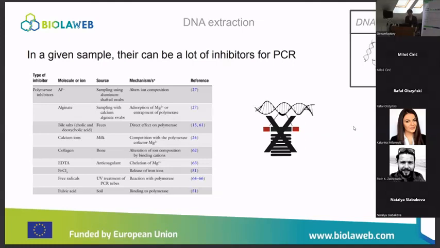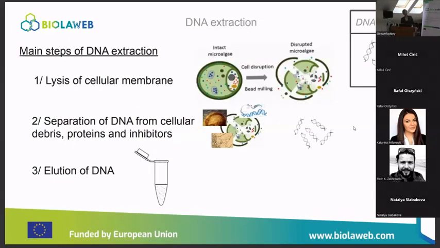So what are the main steps of DNA extraction? The first one, you lyse the cellular membrane in order to release all the cellular content in your sample. The second step is to separate your DNA molecule from all the other things you don't want. And the third one is to elute DNA, that is to concentrate it. In that way, you will have a good quantity of DNA in a small volume of water, for instance.